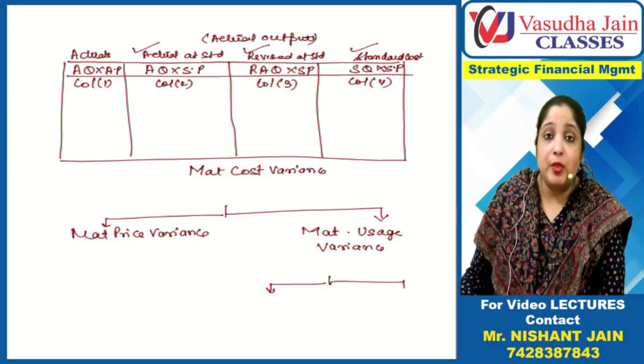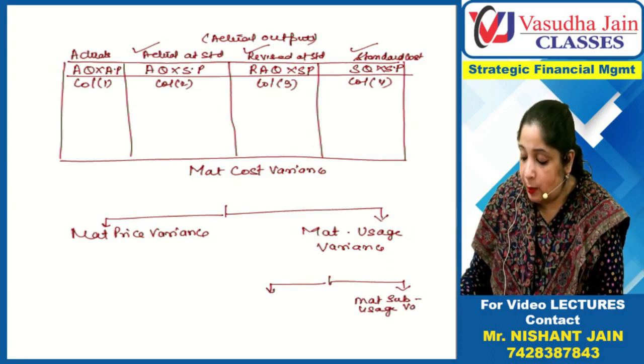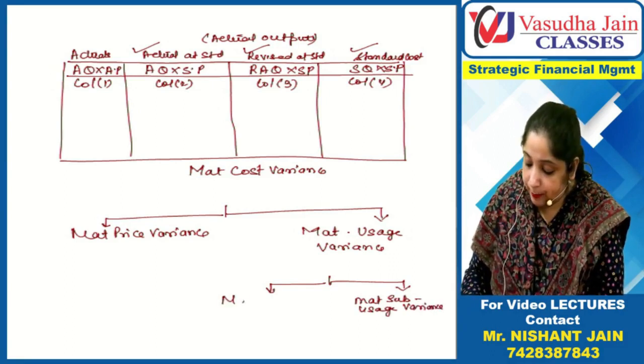Material usage variance, which was the mistake done by the foreman. There were two mistakes he had done. One is material sub-usage variance. I have not told you yet that sub-usage variance is also called yield variance, but I'll tell you when the time is right. The other is material mix variance.